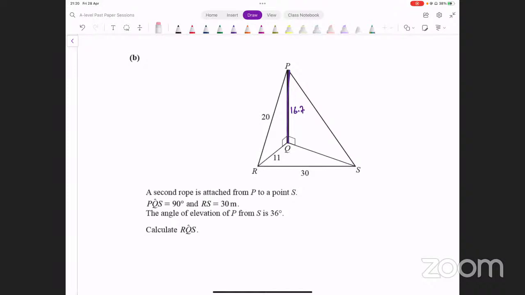RS is 30. Okay, the angle of elevation of P from S is 36 degrees. Angle of elevation of P from S, यानी S पे खड़े होके, S पे खड़े होके जब आप ऊपर देख रहे हो P की तरफ, तो एंगल कितना बनता है? 36. ग्राउंड के साथ, ग्राउंड क्या है? SQ यहाँ पे, राइट?